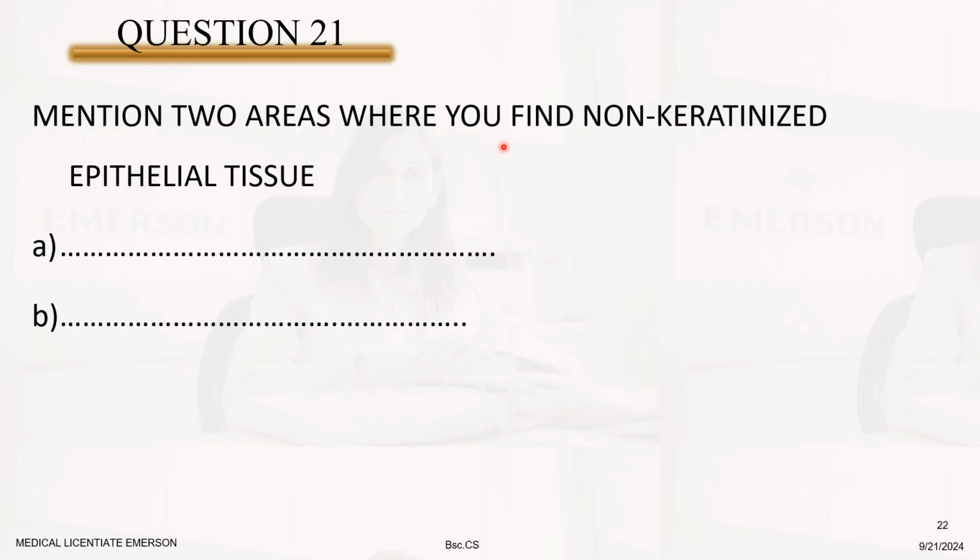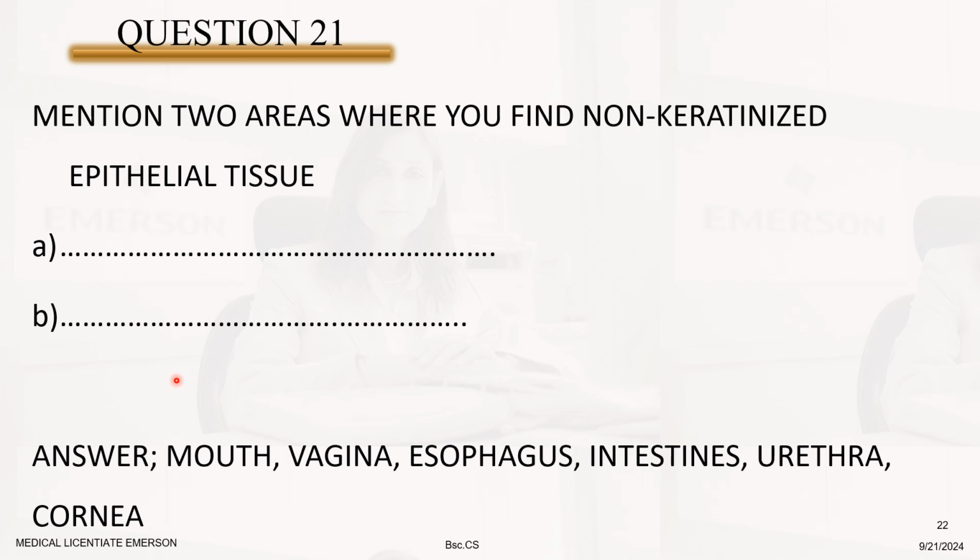Mention two areas where you find non-keratinized epithelial tissue. We have the mouth, vagina, esophagus, intestines, urethra, and the cornea. It is always fun when we tell people that the vagina and the mouth have the same epithelial tissue. They go like, oh, okay. It's very fun when we tell them this.